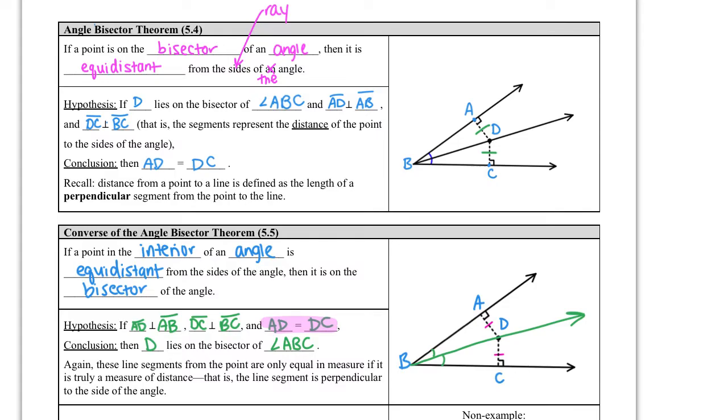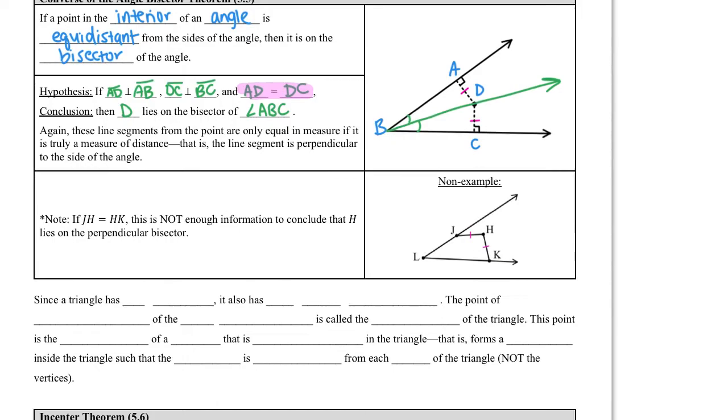So let me show you a non-example for both. My first non-example down here is, look, we have H, it lies on the interior of angle JLK, and look, here are two segments that are equal in measure. JH is equal to HK. But why is this not enough information to know H is on the angle bisector? Well, look, we can see, and it's not marked, so we can't assume, this is not a right angle. So this is not considered the distance between H and side LJ. It's not the distance between this point and this line. That's what this is saying.